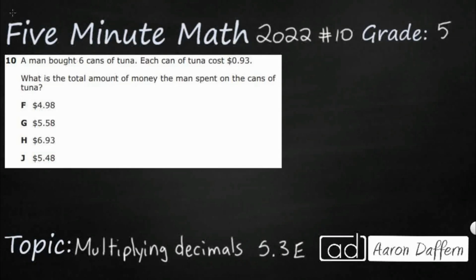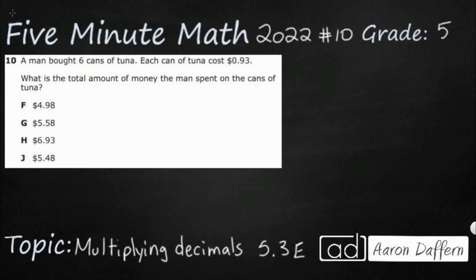Today we are looking at the 5th grade concept of multiplying decimals. This is standard 5.3e in the great state of Texas, and we are using item number 10 of the 2022 released STAAR test. If you haven't done so already, please go ahead and take a moment to pause the video, work this problem out on your own, unpause it, and we will look at our answers together.